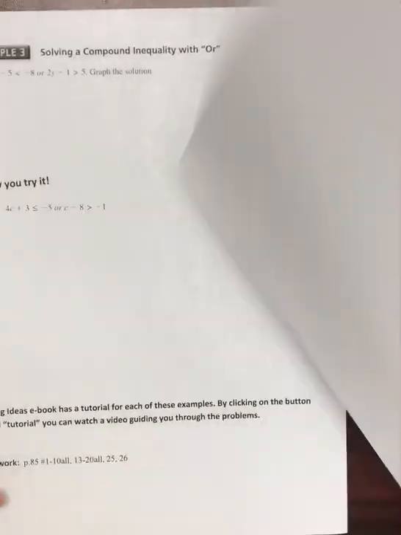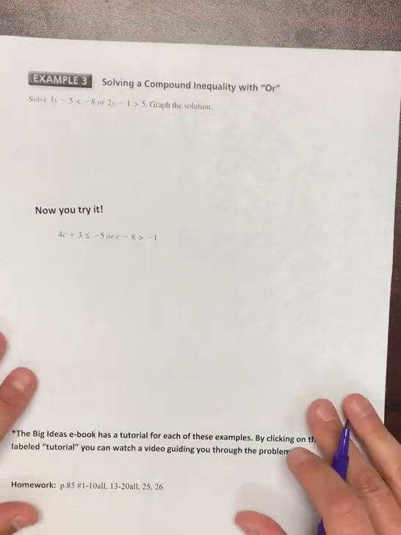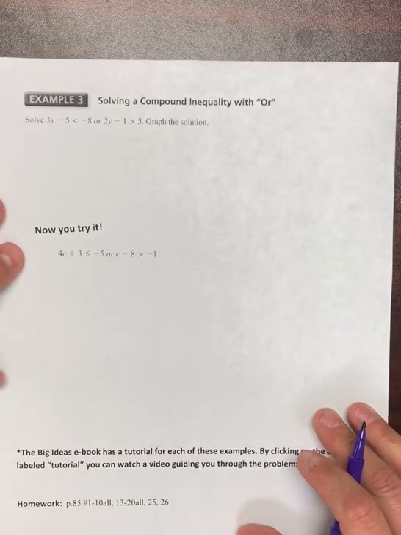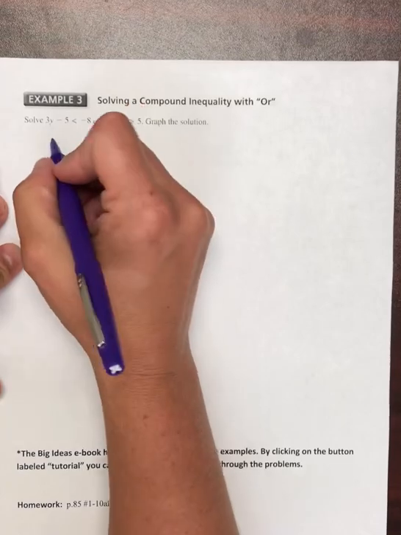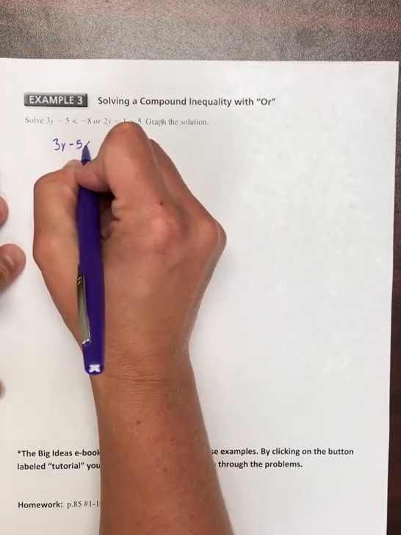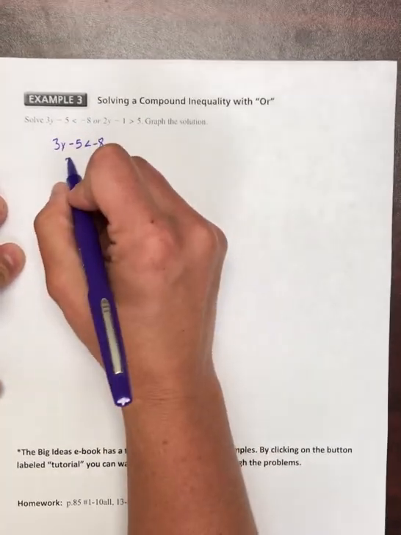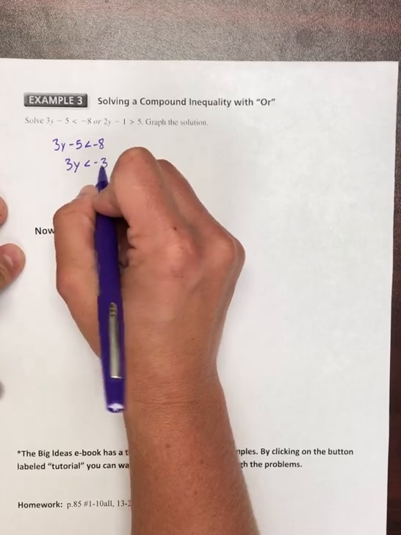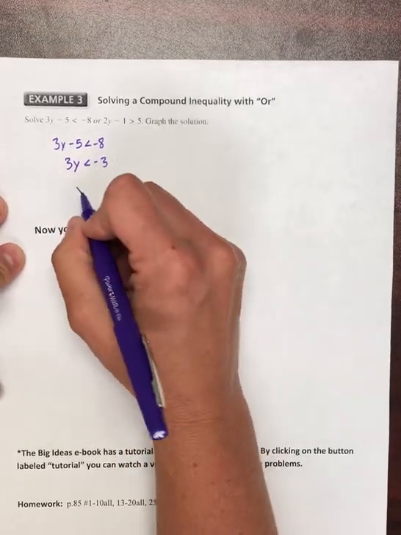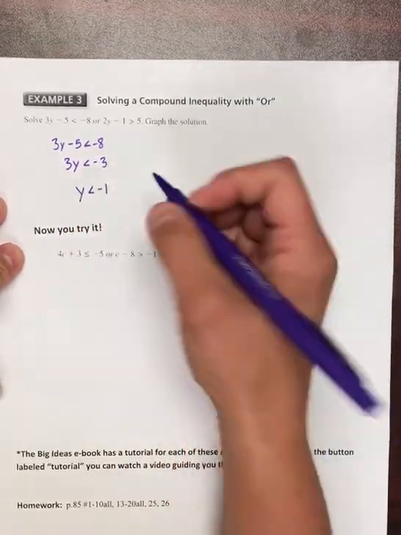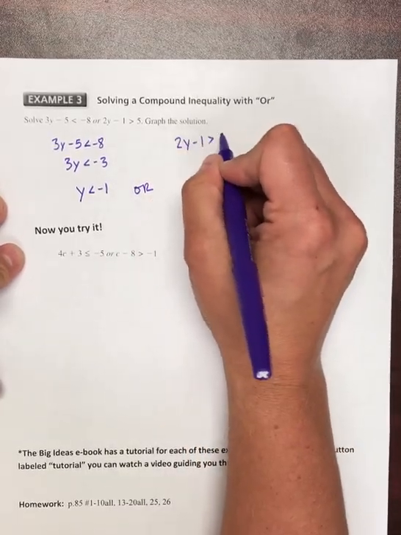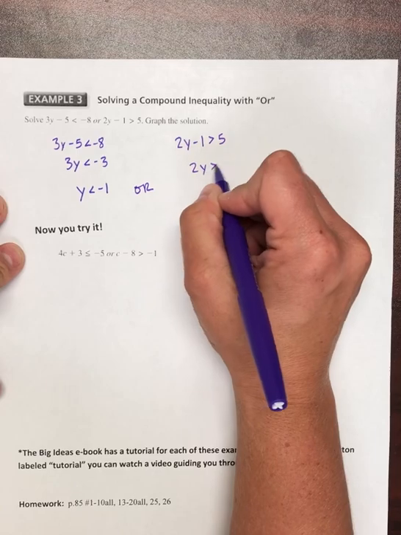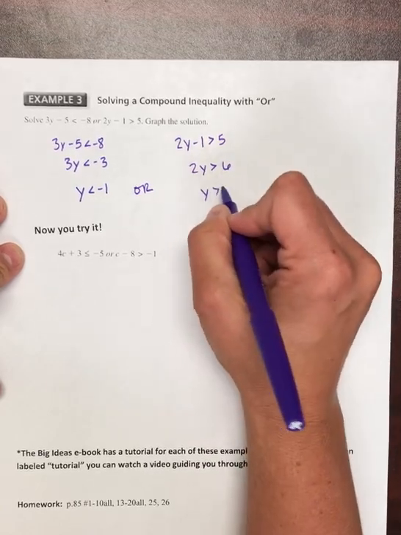The last thing you're going to be doing is solving one of the "or" inequalities. I'll do this example for you, and then I have one for you to do yourself. I'm going to solve them separately. I'm going to rewrite so it's in my handwriting. It tends to make it easier. Now I have 3y is greater than -3 because I've added the 5 over. y is less than -1. Or, now the other one, 2y minus 1 is greater than 5. 2y is greater than 6, so y is greater than 3.